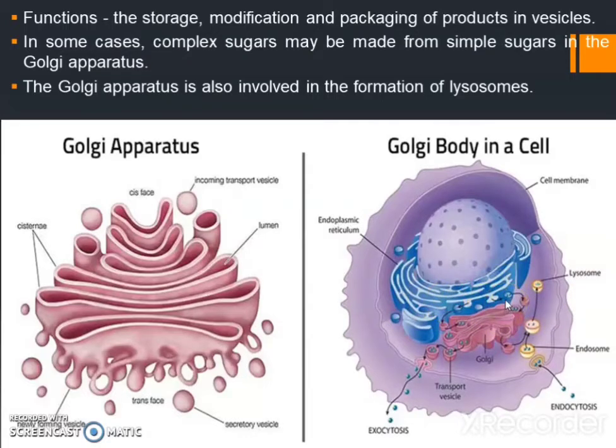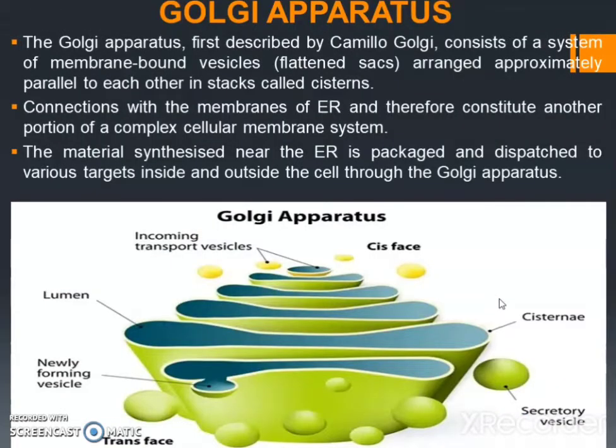Okay, and therefore they constitute another portion of a complex cellular membrane system. These membranes often have connections with the membranes of the endoplasmic reticulum and therefore they constitute another portion of a complex cellular membrane system.